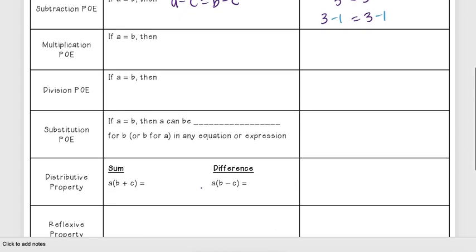Okay, the multiplication POE, that one says if A is equal to B, then A times C is equal to B times C. So for example, if I had x is equal to y, then if I multiplied both sides by 7, 7x equals 7y.